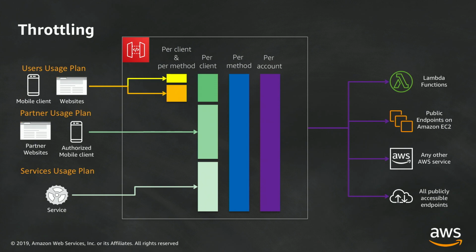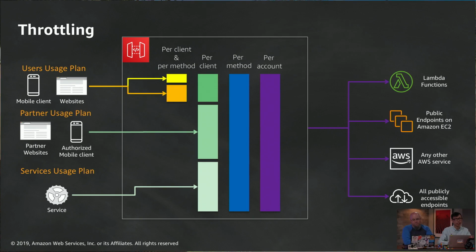And API Gateway basically provides 4 levels of this, from very fine-grained to per client per method, which is what you see on the left, to very coarse-grained at the per account level. So how throttling works in API Gateway is that a certain request has to pass the request limit for all these 4 levels before it'll go through to your backend.